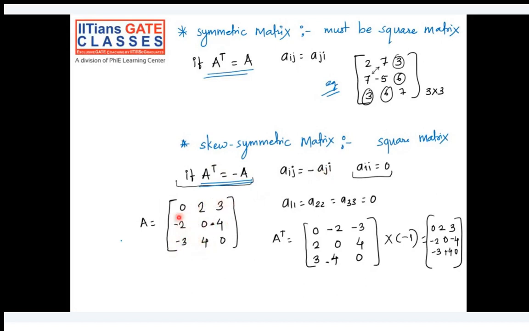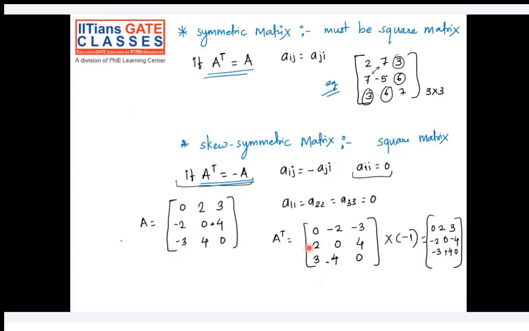So if I take a transpose of it, how will it look? It will look like this: 0, minus 2, minus 3, 2, 0, 4, 3, minus 4, and 0. Right? Are they identical? No. But if I multiply A with minus 1, are they the same? Yes, they'll become the same.